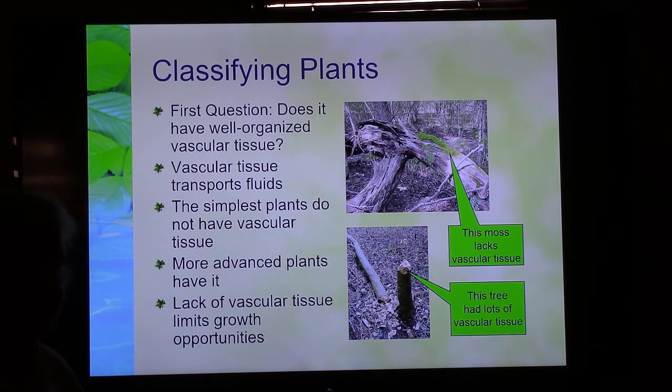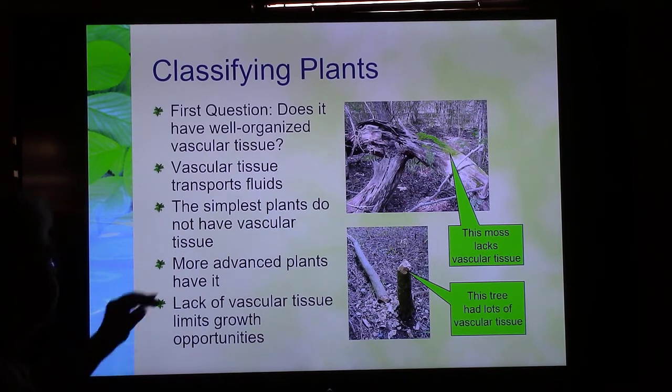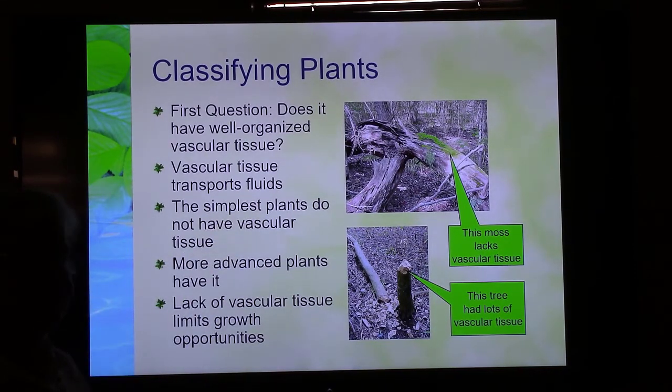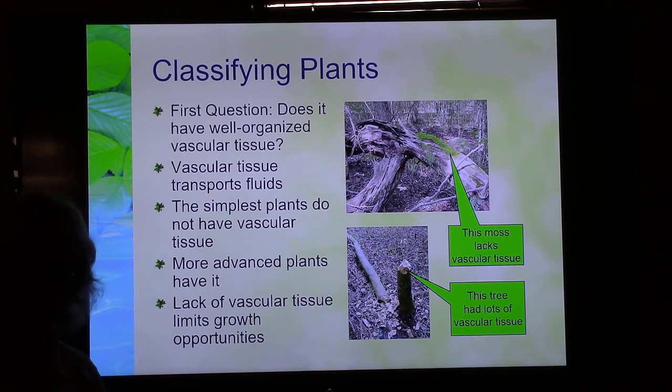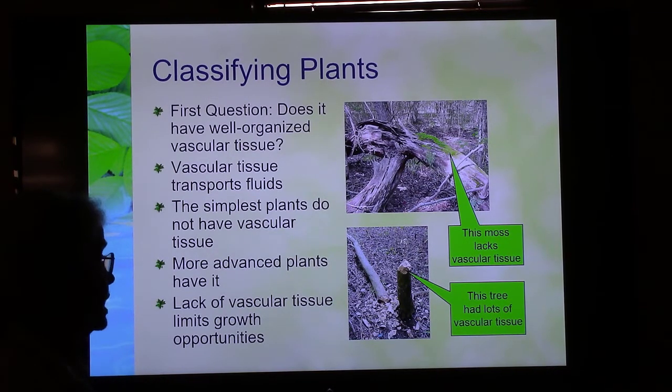If you don't have a way to move liquids up and down in your body, that really limits you. You might not be able to grow in the same kind of environment, or you might not be able to get very big. So moss, a very primitive, simple plant, does not have vascular tissue, but that tree that got cut down by a beaver, and by the way, the beavers are back on my place, they are cutting down trees that are this big. They better stop soon. All right, that tree had lots of vascular tissue.